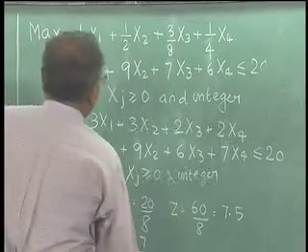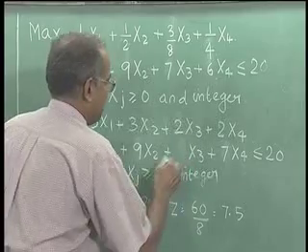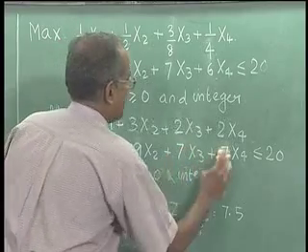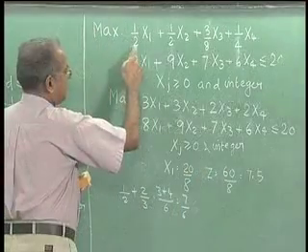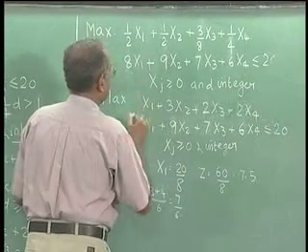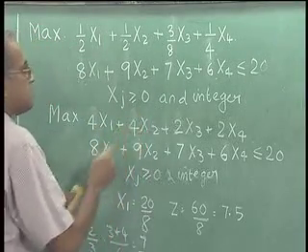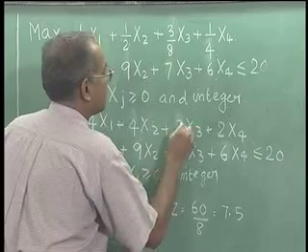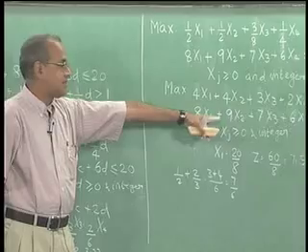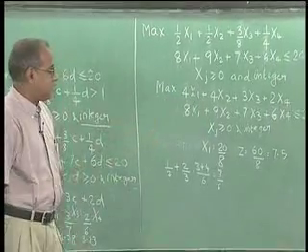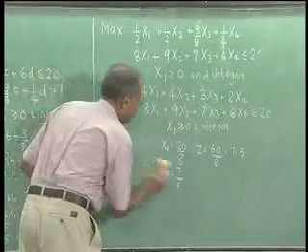Now, once again we can multiply by the LCM. So, this will become, because of this change, 7 and this will become 6. So, multiply by the LCM, which is 8. So, this becomes 4x1, this becomes 4x2, this becomes 3x3, this becomes 2x4, subject to 8x1 plus 9x2 plus 7x3 plus 6x4 less than or equal to 20, xj greater than or equal to 0 and integer.